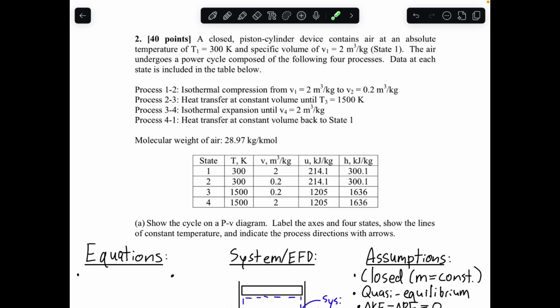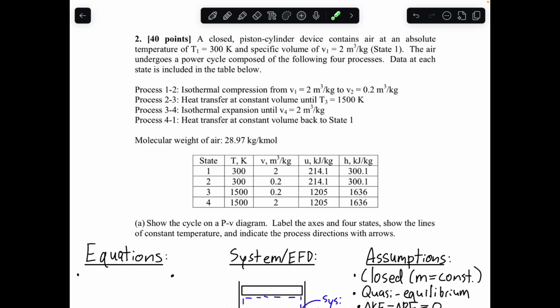Okay, let's move on to our solution for part A, which asks us to show the cycle on a PV diagram, label the axes in the 4 states, show the lines of constant temperature, and indicate the process directions with arrows. So our final goal for this part of the problem is to draw a PV diagram. And remember, we have this nice table here where they give us a lot of the different properties, including specific volume at each of the 4 states. So we already have the V in our PV diagram for each of the 4 states, so we're halfway to being able to draw the points, but we still need the pressure at each of the states, and they don't give us that in this table.